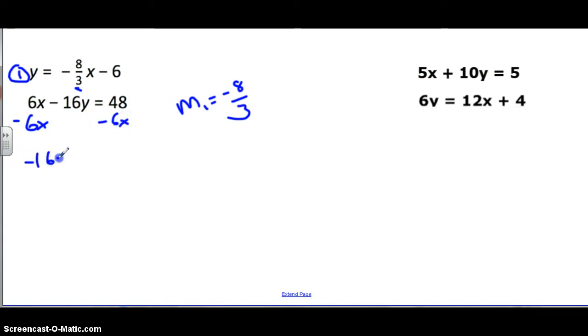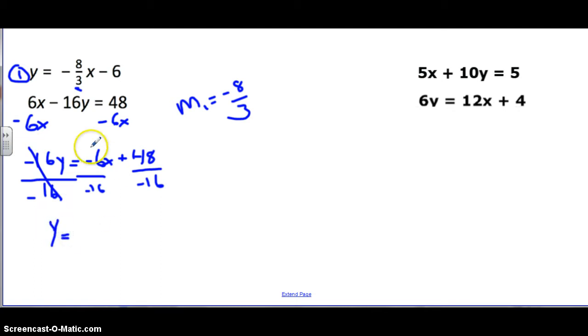We get -16y equals -6x plus 48. Now I have to divide by -16, because this negative doesn't go away. So if this is -16, I divide everything by -16. When I do that, y equals, and if you put this in your calculator, you'll see that you get +3/8 x plus, oh sorry, this would be -3. Just put that in your calculator.